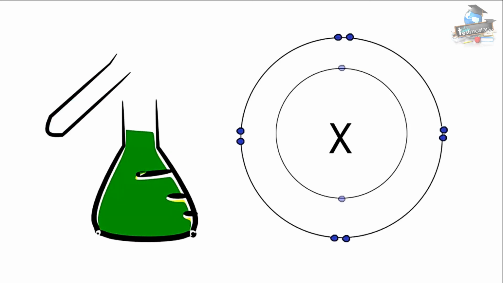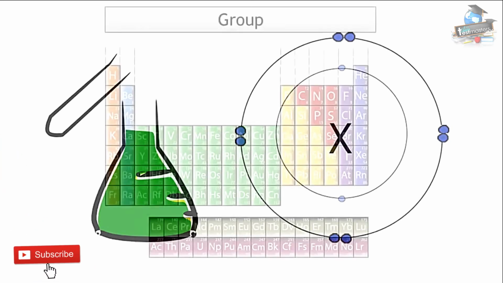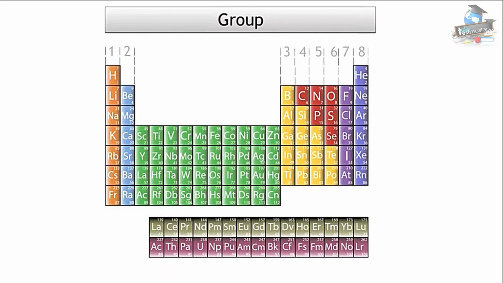The number of electrons in the outer shell of an atom tells you the group number to which they belong on the periodic table. Members of the same group with the same number of electrons in the outer shell have similar reactivities. So electrons are arranged in shells or energy levels around the nucleus.